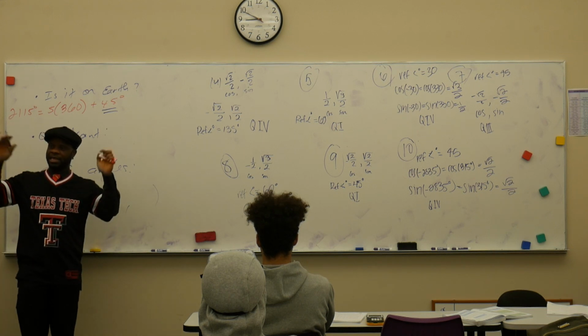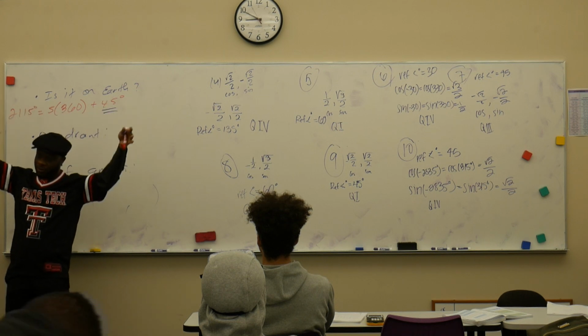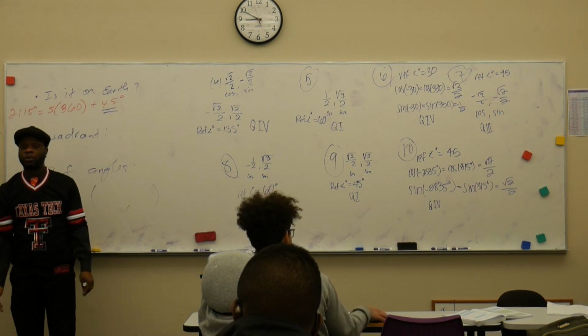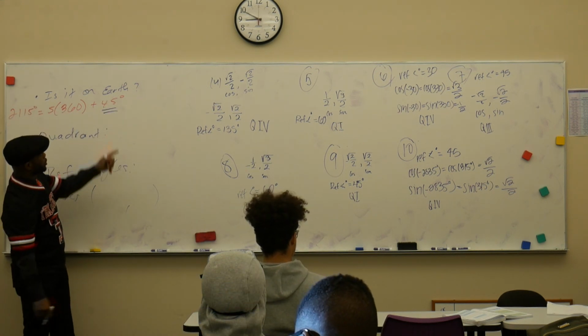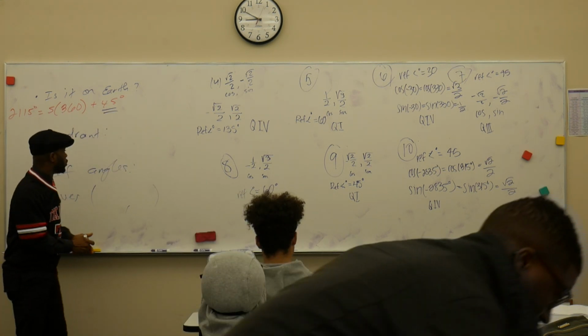2,115 degrees is like alien speak, right? It's like they're out there somewhere, we took a spaceship there and they're speaking to us in their language. We've got to interpret that for what it looks like on Earth. On Earth, that would be 45 degrees. What quadrant would that be? Quadrant 1.